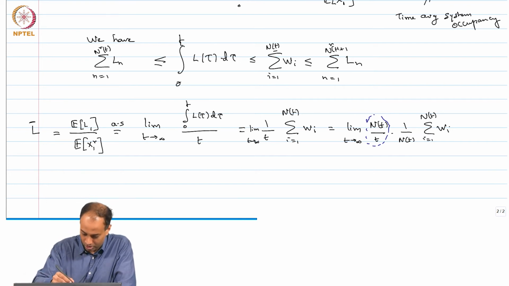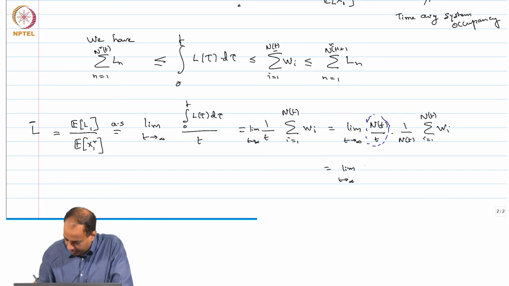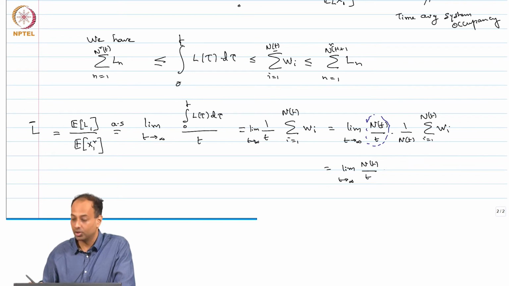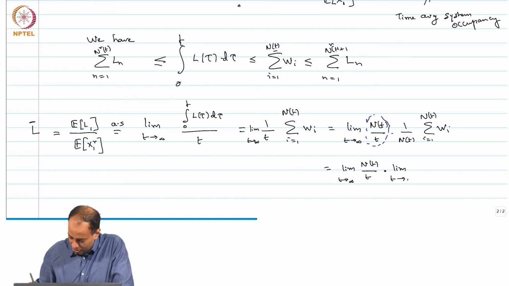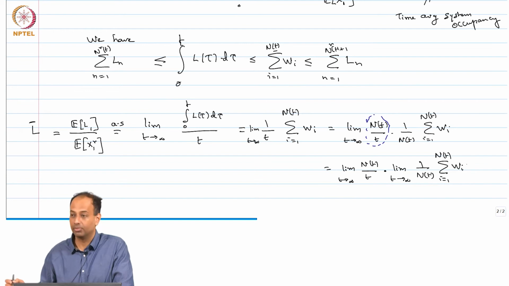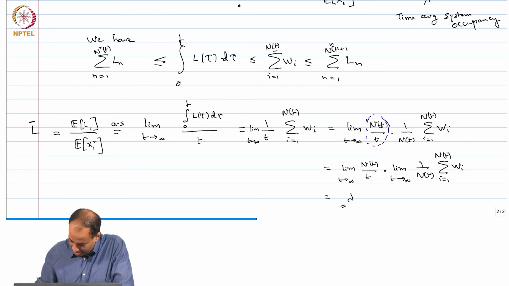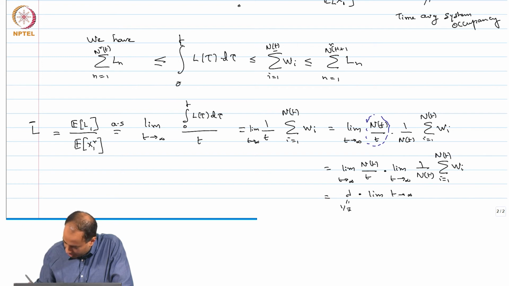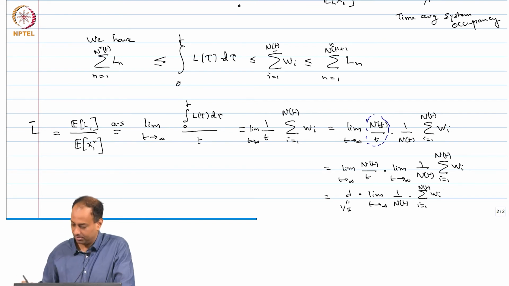So I am going to write this as follows. This is equal to the limit as t tends to infinity of N(t) over t, times the limit as t tends to infinity of 1 over N(t) sum over i equal to 1 to N(t) of W_i, correct. This is equal to lambda, which is just 1 over X bar, times the limit as t tends to infinity of 1 over N(t) sum over i equal to 1 to N(t) of W_i. Now, what is this equal to?